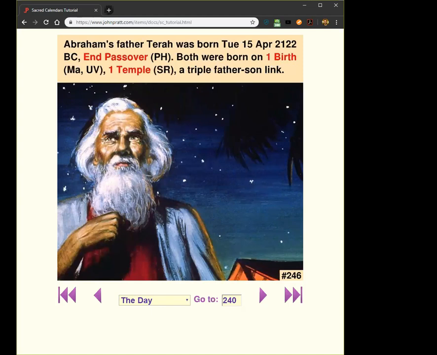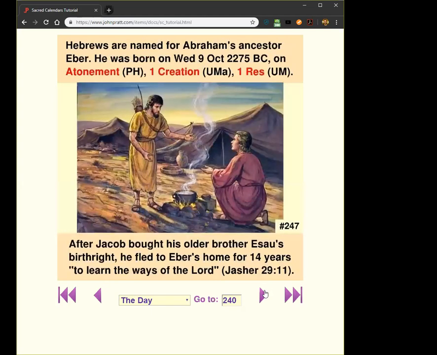Okay, slide 247. Hebrews are named for, I believe, not all scholars are going to agree with this, Abraham's ancestor, Eber. He's a really good guy. Denver has some knowledge, and he never mentions Eber. He always says, well, everybody between Shem and Abraham were cut out.